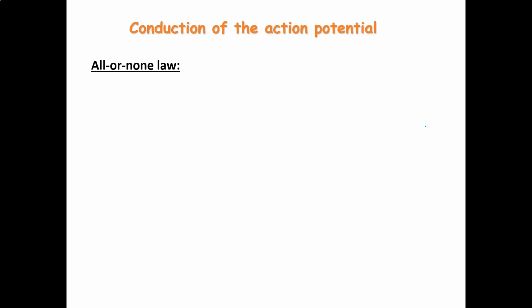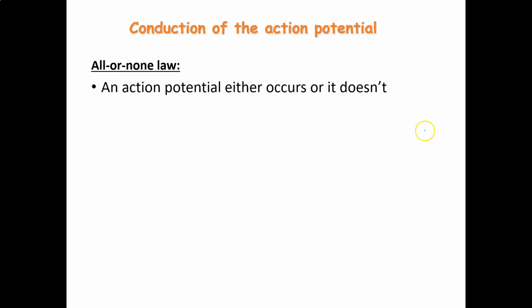The first one is called the all or none law. What this means is that the action potential will either occur if the conditions are met, or if the conditions are not met, it will not occur, right? So it's very binary. It either occurs or it doesn't, and that's based entirely on whether the threshold is reached. So you can't have a big action potential or a little action potential. Action potentials are all the same size, and they only occur if the threshold of excitation is reached. If the threshold of excitation is not reached, it will not occur.